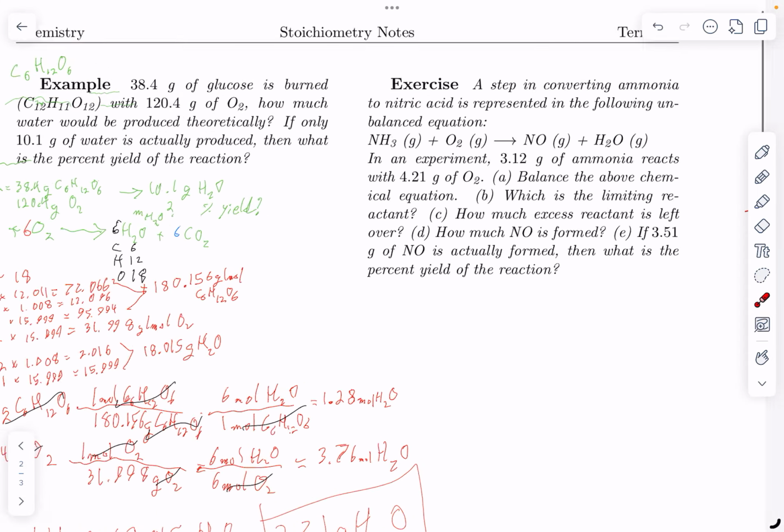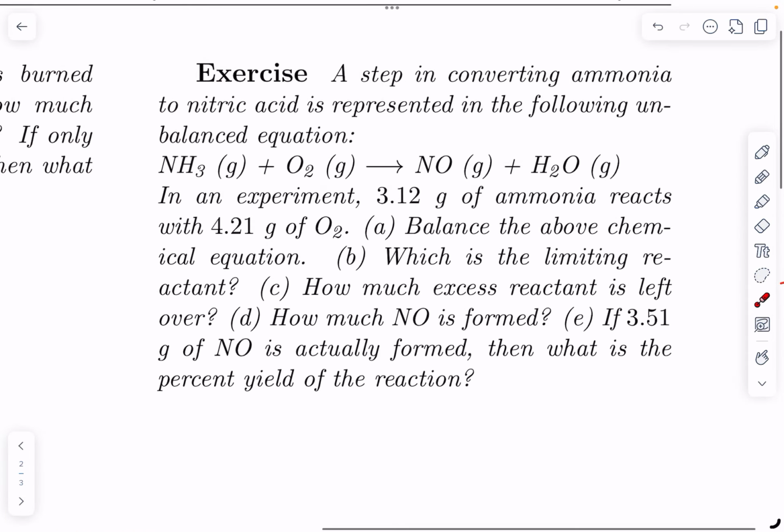All right, so I'm going to give you some tips on the exercise, but I'm going to leave it to y'all to actually work through. So it does give you an equation, but it's not balanced. So the first thing you would want to do is balance that equation. And then it says, in experiment, 3.12 grams of ammonia, that's NH3, reacts with 4.21 grams of oxygen.